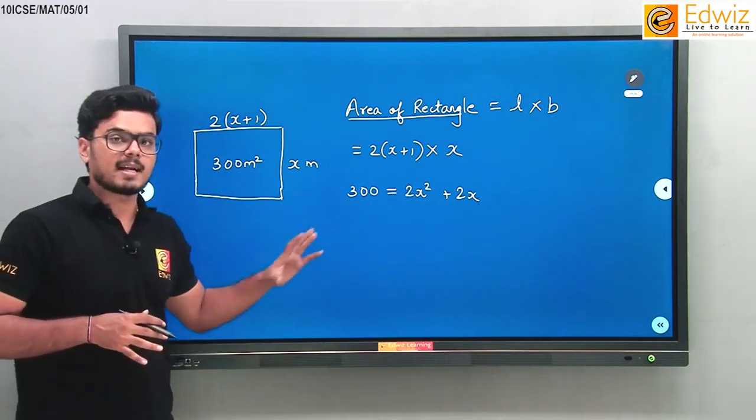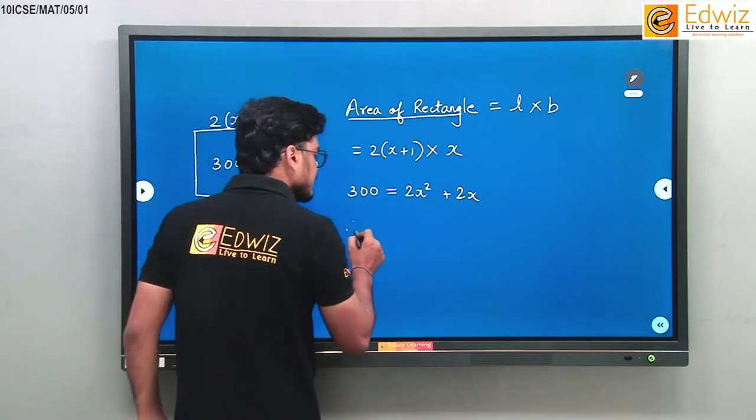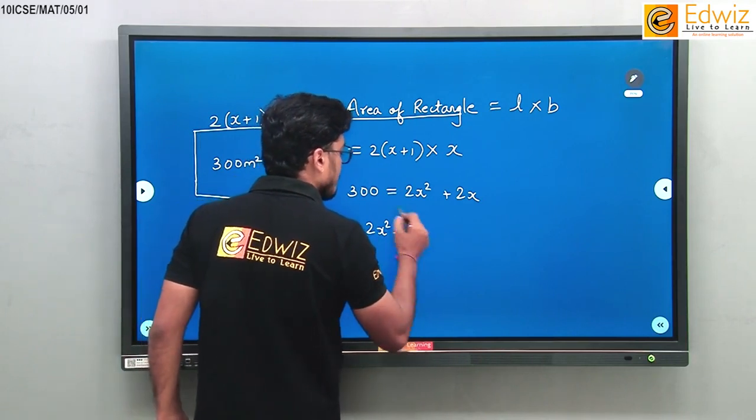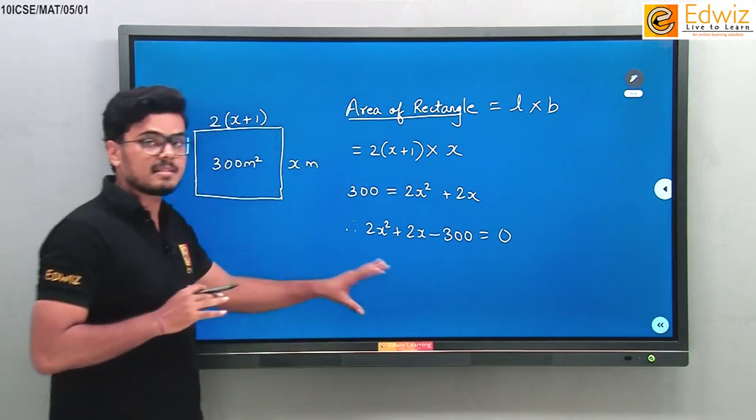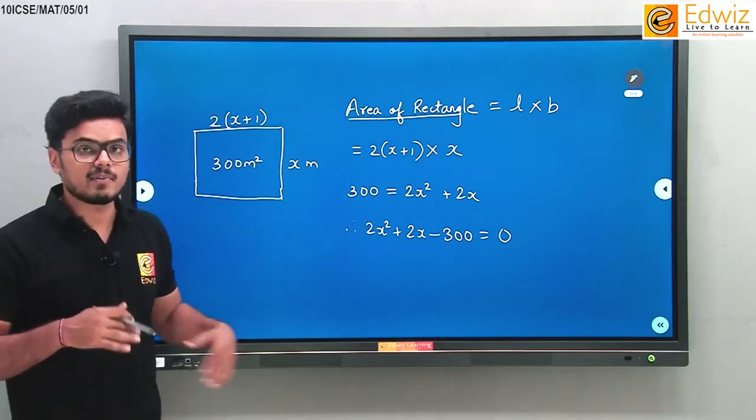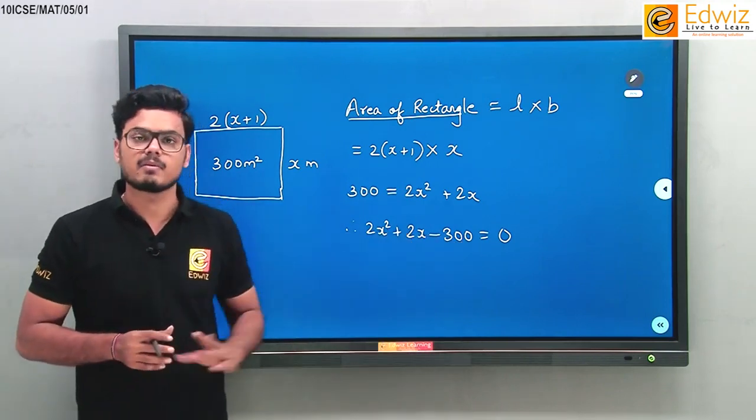So this is a quadratic equation. If you need to write it in a proper way, in a standard format, you can write it like this: 2x square plus 2x minus 300 equal to 0. This is the standard way of writing a quadratic equation. What is this way? We will discuss now.